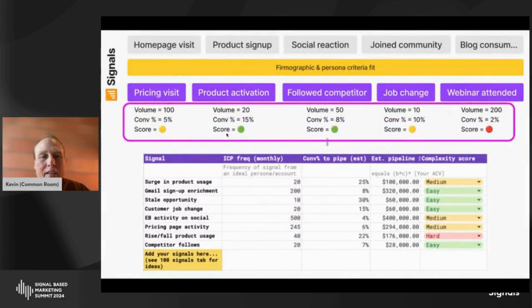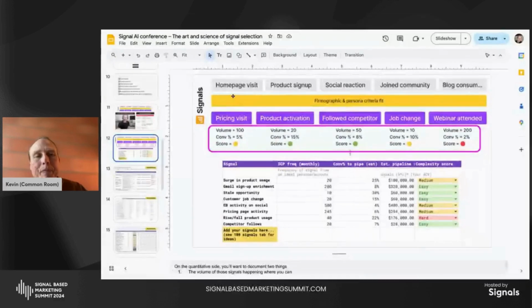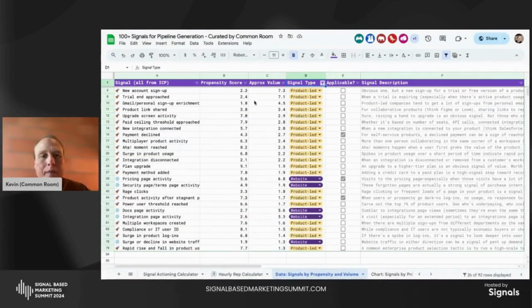I would go back to this heuristic of, okay, of these signals, how much volume are we getting? And then what is our conversion rate, or what is our estimated conversion rate? If you look in this spreadsheet here, you can see this mapped out to the propensity score, which is the likelihood to convert, and then the volume here.